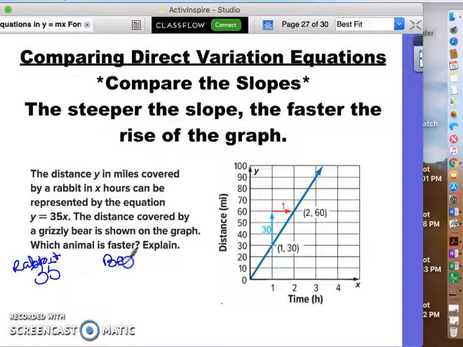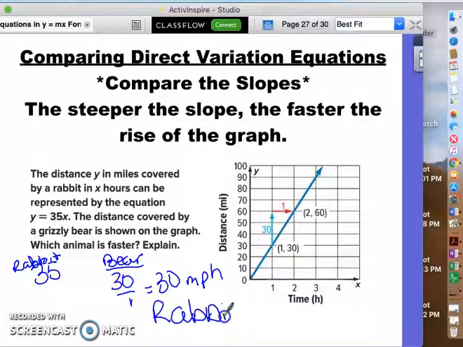And the bear, if I look here, I have 30 miles in 1 hour or 60 miles in 2 hours. So the rabbit would be 35 miles per hour, and this bear would be 30 over 1, or 30 miles per hour. So which one's faster? Well, the rabbit is faster.